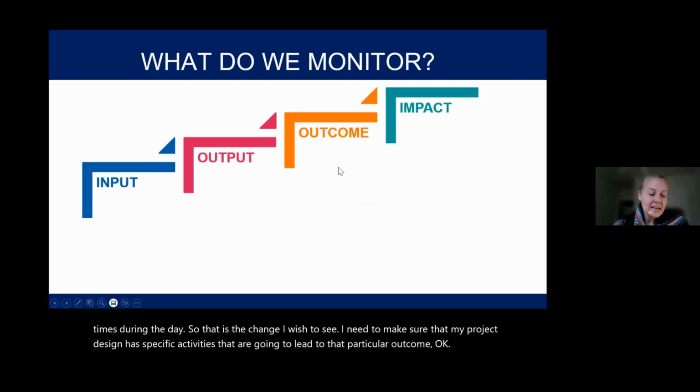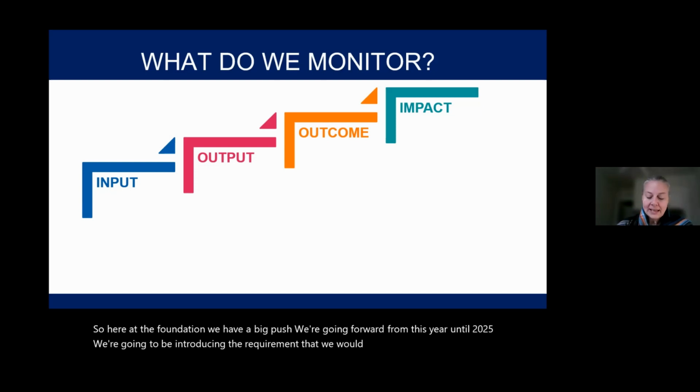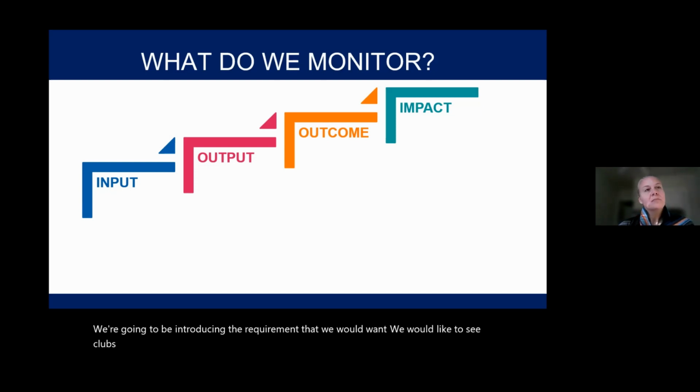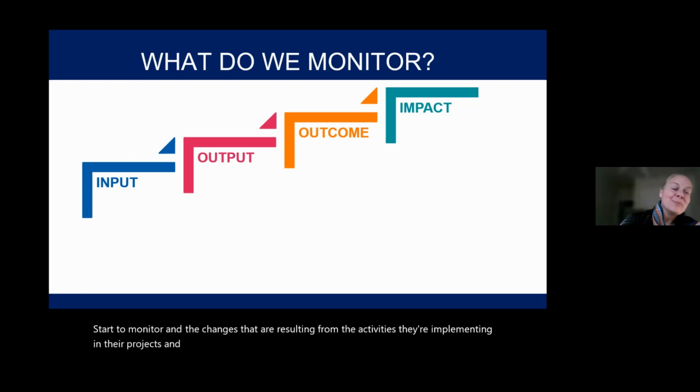So here at the Foundation, we have a big push. We're going forward from this year until 2025. We're going to be introducing the requirement that we would like to see clubs and districts start to monitor the changes that are resulting from the activities they're implementing in their projects. And is this just another bureaucratic ask that we're making of all of you? And the answer is no.